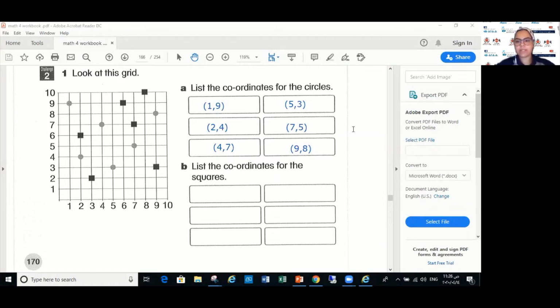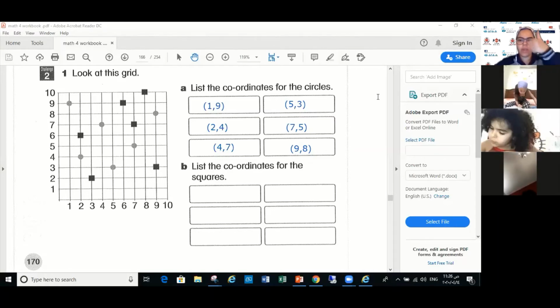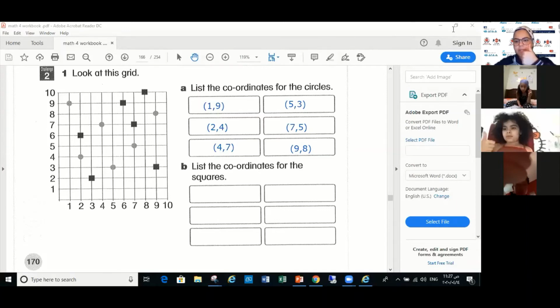Check your answers. If all of them are correct, just thumb up. Show me your thumb. All of them are correct, Jana? Very good. Zaina, all of them are correct? Perfect. Muhammad Islam, all of them are correct? Excellent, very good. So let's go to the squares.